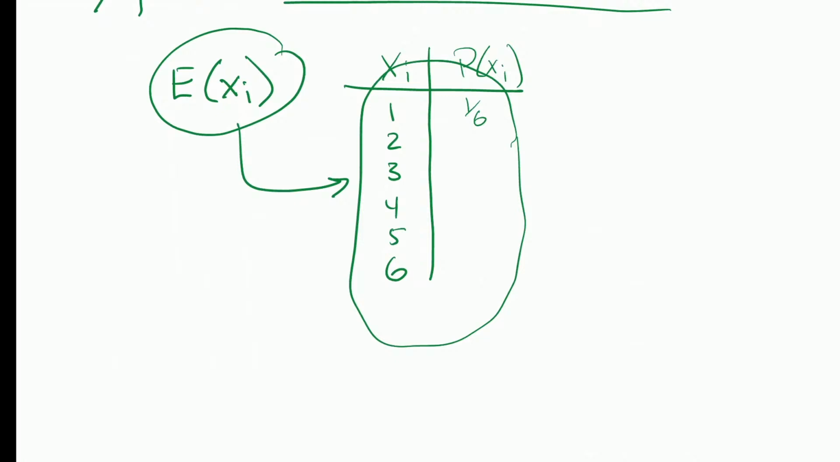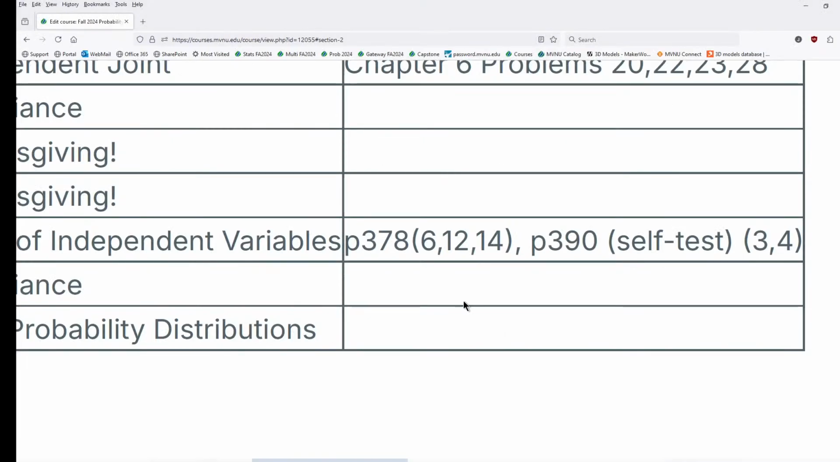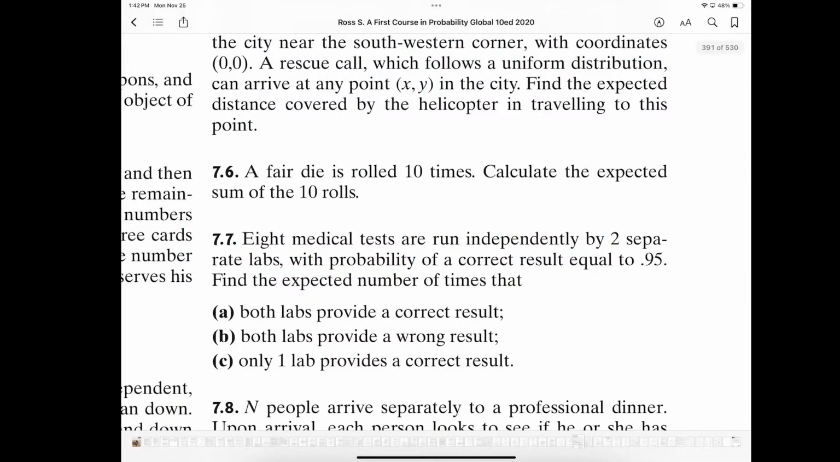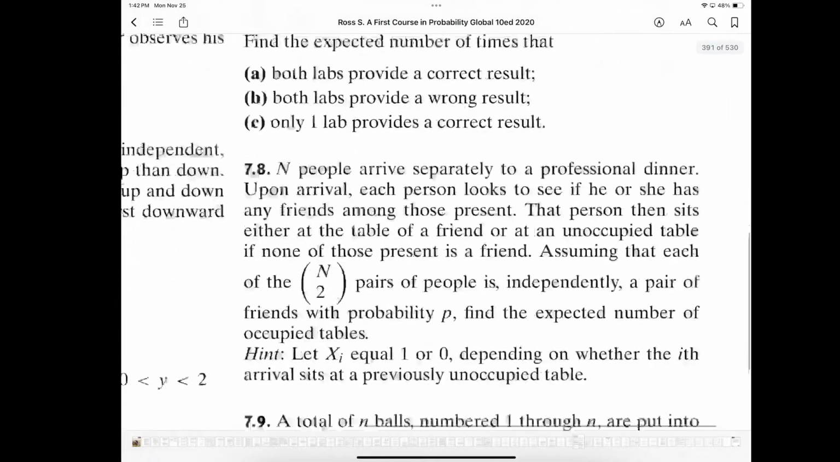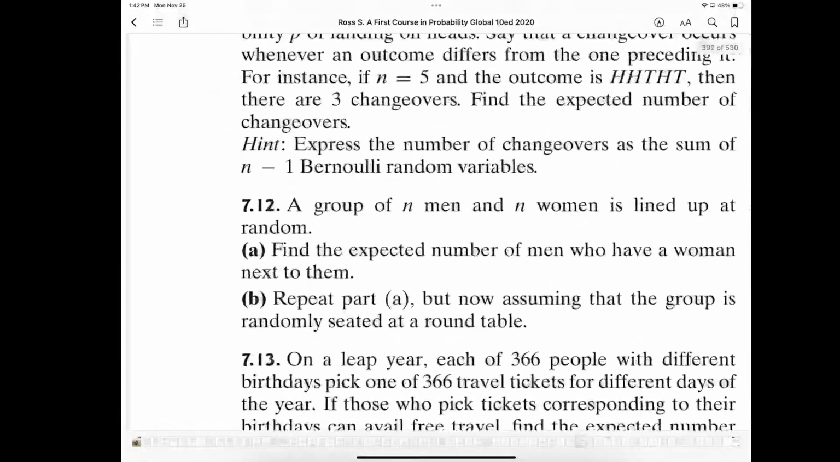So 6, 12, and what was the third one? 18? I'll switch back just to make sure I get them. Yeah, 6, 12, 14. Okay, so 6, not a problem. Shouldn't be too difficult. I think 12 is similar to what we've been doing with all the zeros and ones.